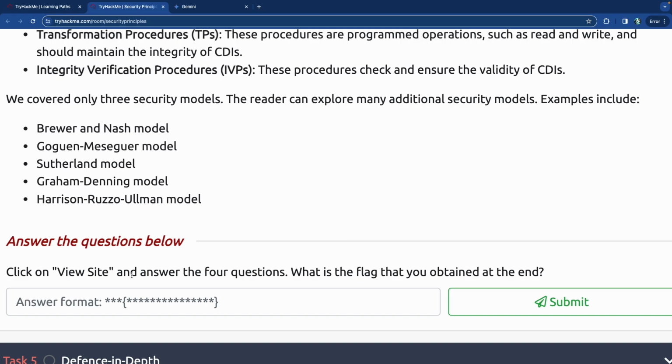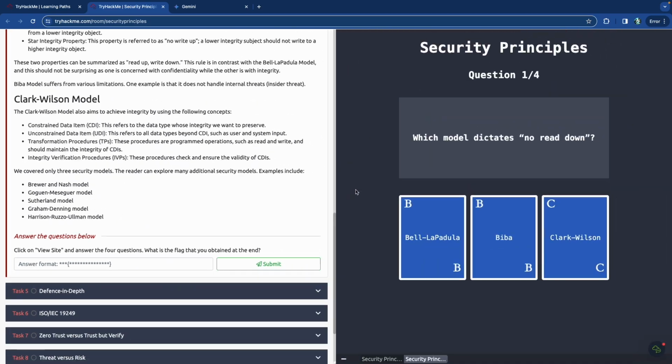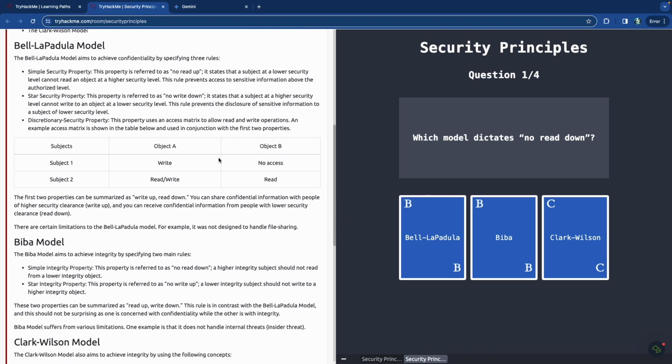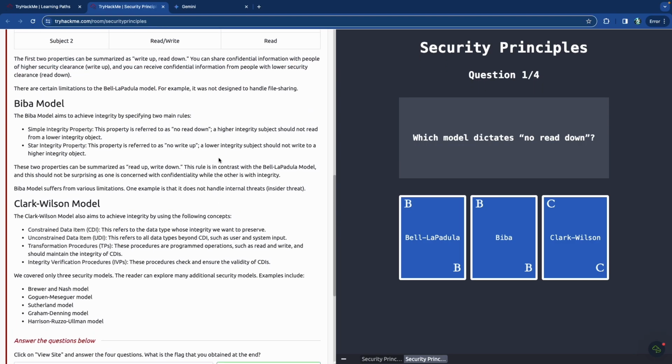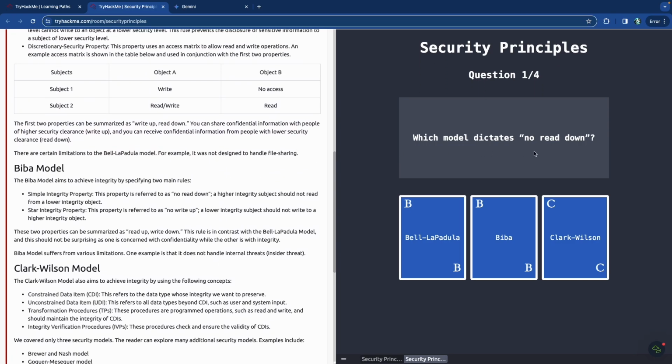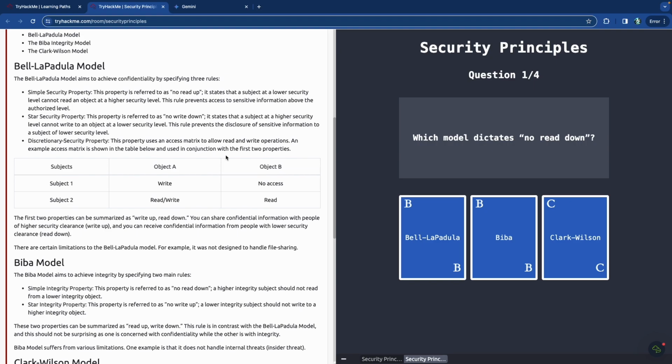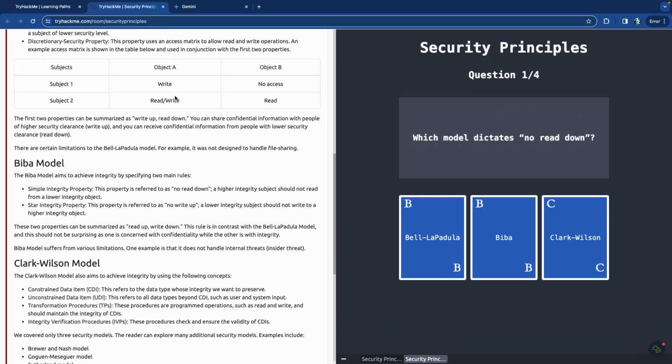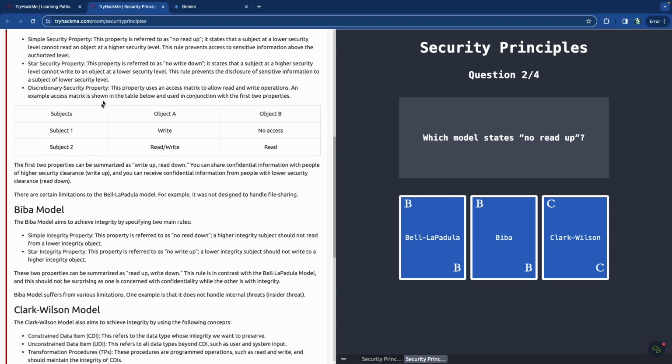So click on the view site and answer the 4 questions. What is the flag that we obtained at the end? So this is our site for, which model does no read down. So which model dictates no read down? So let's see that. Bell-LaPadula has no read up right here. The Biba model has no read down. Which model states no read up? And we already got that, which is Bell-LaPadula.